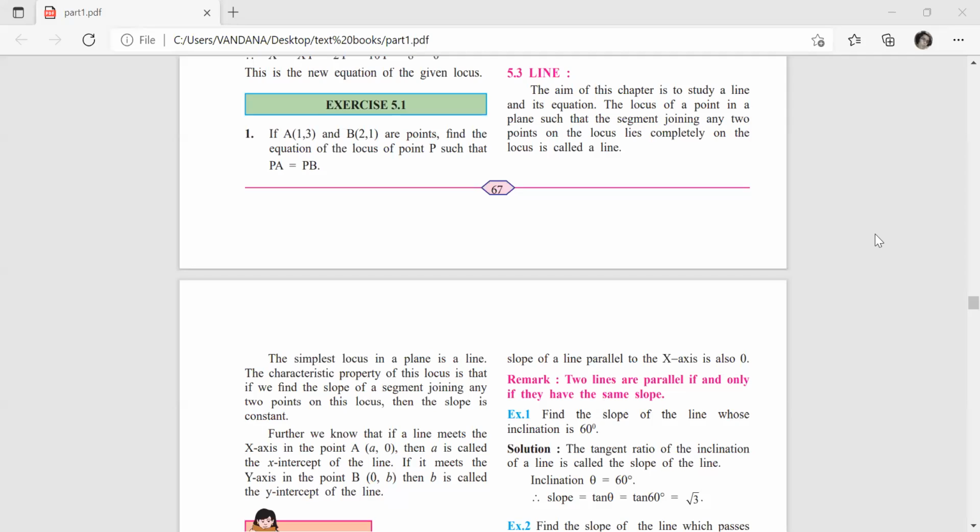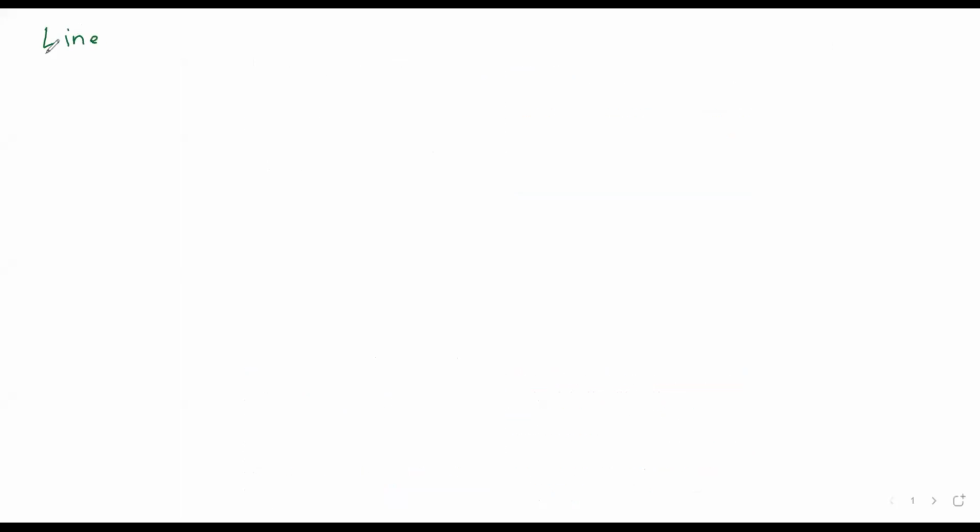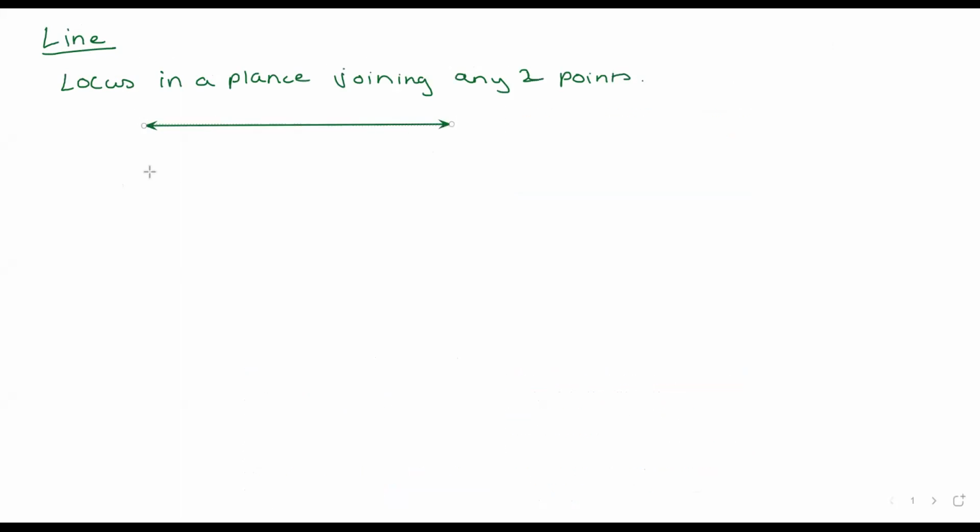The next part in locus and straight line is straight line. And let us talk about lines now. Line is locus in a plane joining any 2 points.